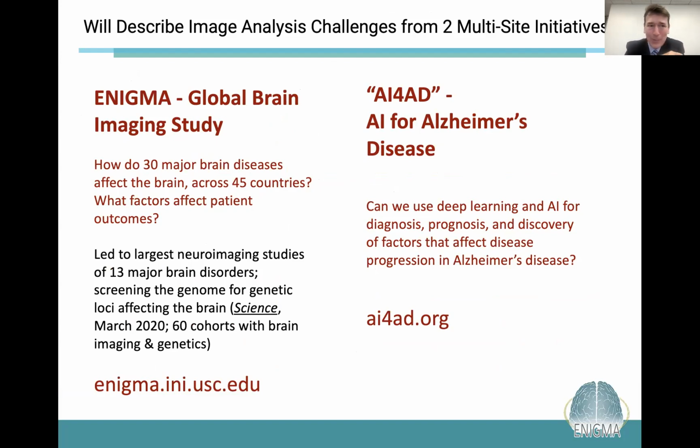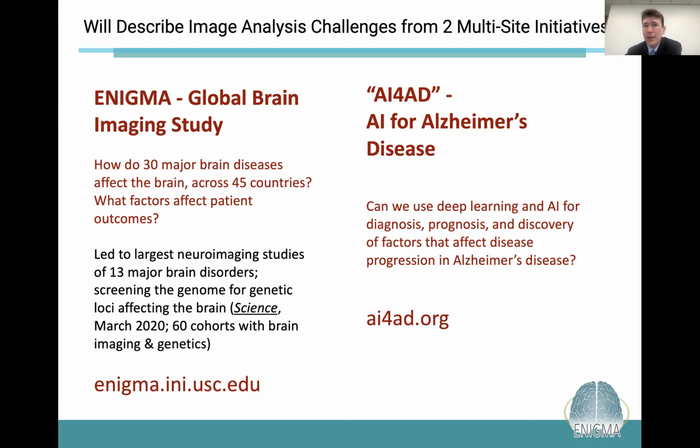ENIGMA is a global brain imaging study where we look at how 30 major brain diseases affect the brain across 45 countries and what factors affect patient outcomes. And this has led to the largest neuroimaging studies of now 13 major brain disorders, as well as studies that screen the genome for genetic markers that affect the brain. And one study recently in Science aggregated data from 60 cohorts around the world that had brain imaging and genetic data.